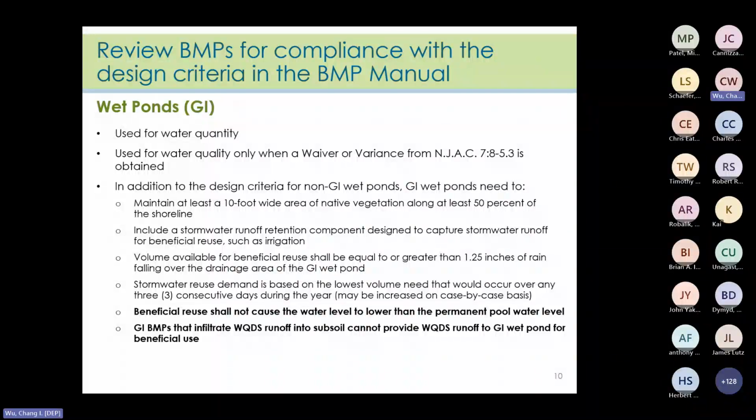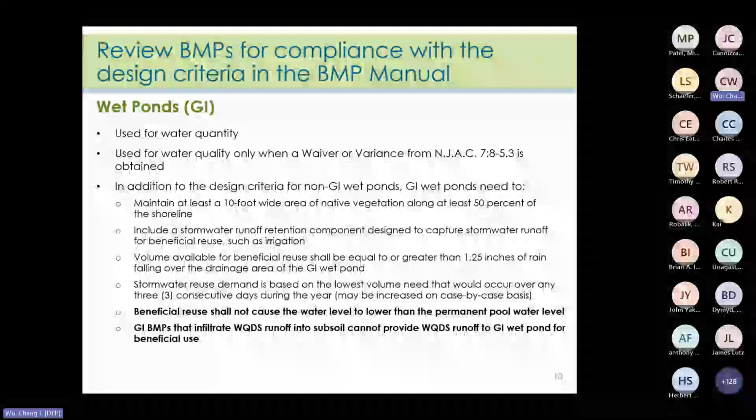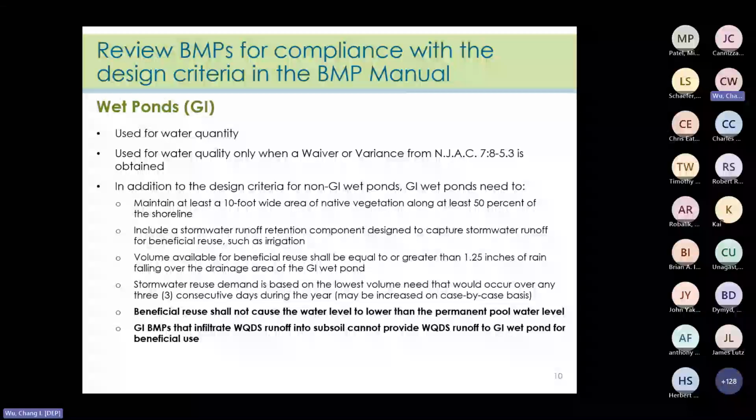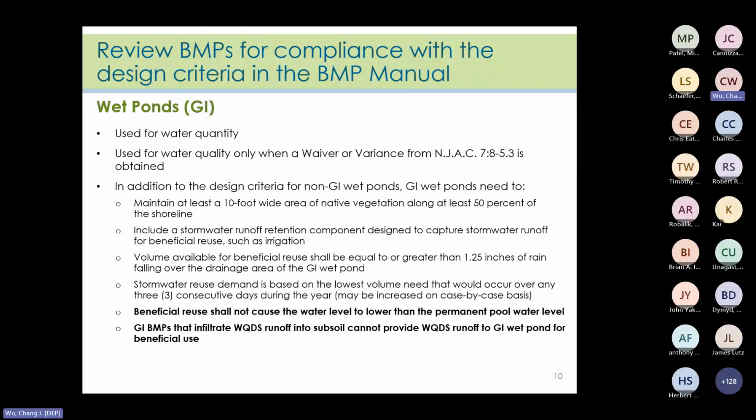And a GI BMP that infiltrates water quality design storm runoff into subsoil cannot provide the water quality design storm runoff to the GI wet pond for beneficial use. This means that if you have, for example, a small scale infiltration basin upstream of the GI wet pond, then the runoff from the WQDS is already being infiltrated by the small scale infiltration basin. So the amount of the WQDS runoff cannot be counted as beneficial use in the GI wet pond.